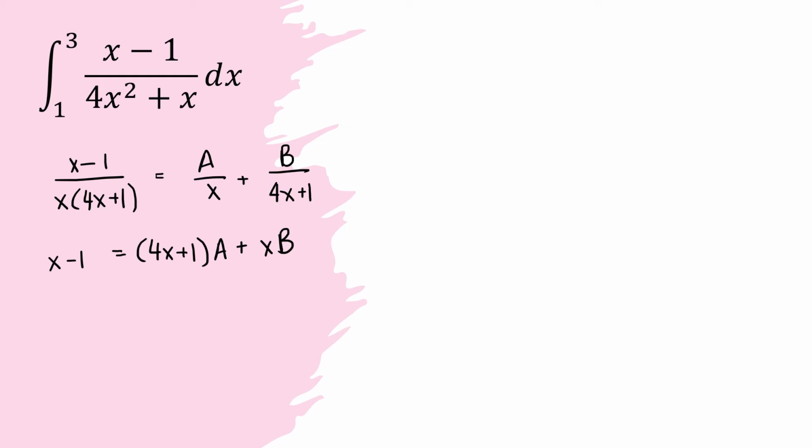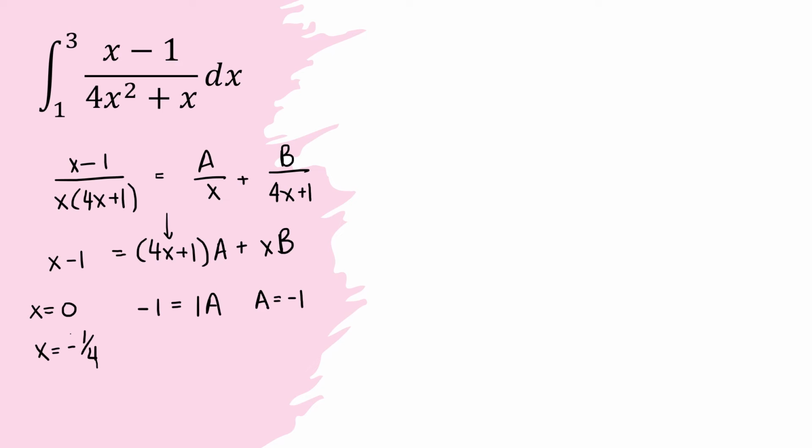All right, let's make x equal to 0. That's the easiest one for me to look at. Our equation becomes negative 1 equals 1a. So a is just equal to negative 1. Let's make x equal to negative 1 over 4. Why did I do that? Because if I make it negative 1/4, 4 times negative 1/4 here makes negative 1 plus 1 is 0. So that zeroes out the stuff in front of the a.